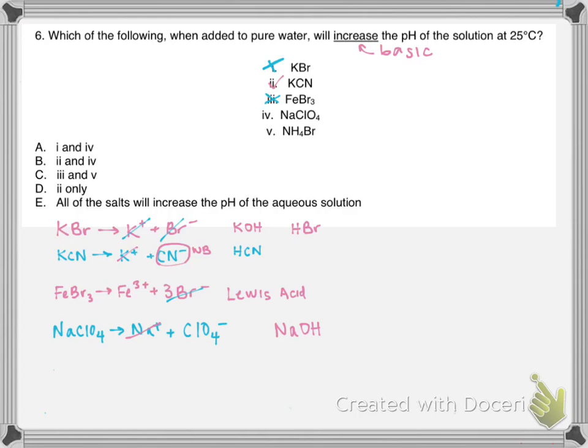It's a spectator. And then we can think of the perchlorate as coming from HClO4. This is a strong acid, so the perchlorate is going to be a negligible base, no effect on pH. So that salt's also going to be a neutral salt.